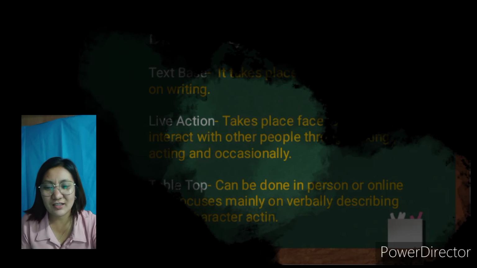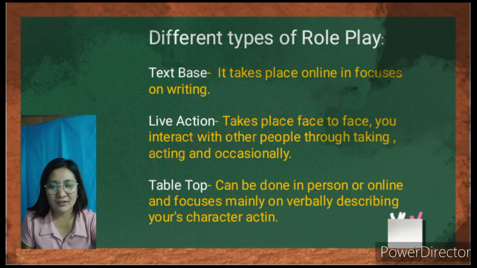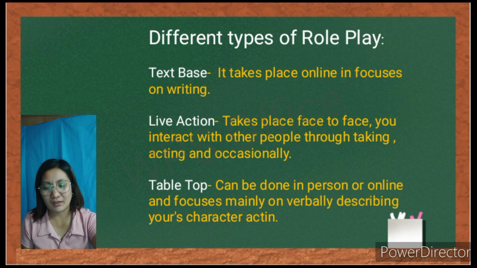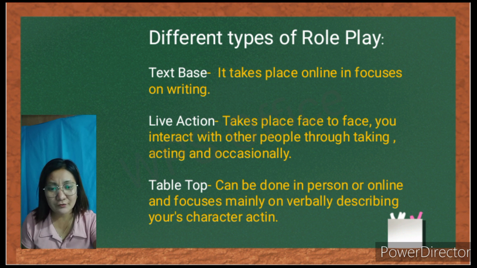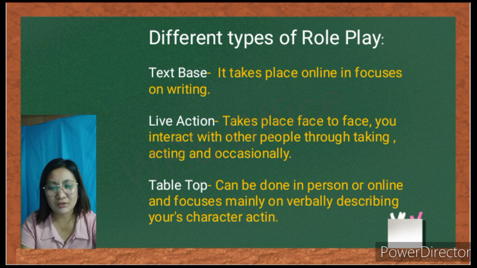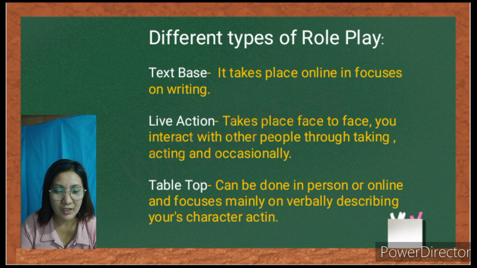The different types of role play. First is text-based. Text-based takes place online and focuses on writing. Second is live action. It takes place face to face. You interact with other people through talking, acting, and occasionally fighting. And the last is tabletop. Tabletop can be done in person or online and focuses mainly on verbally describing your character's actions.